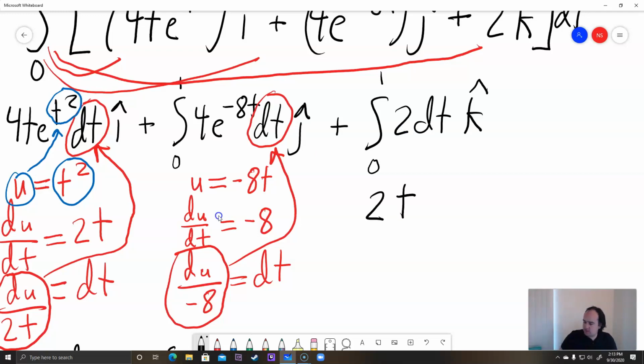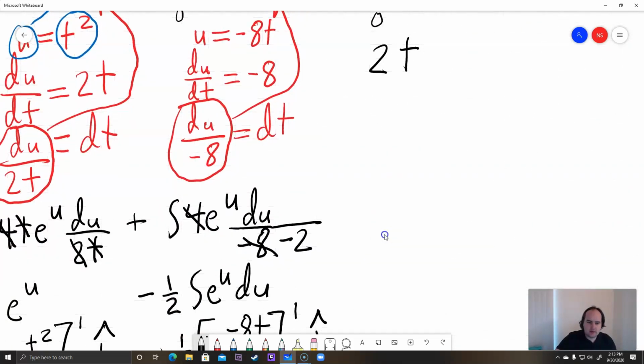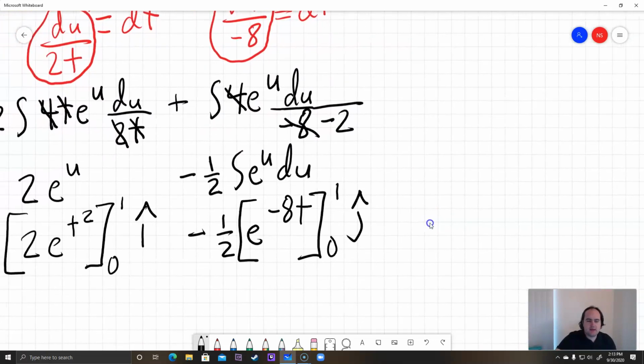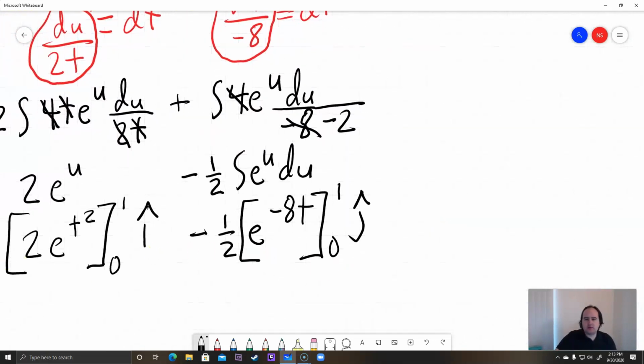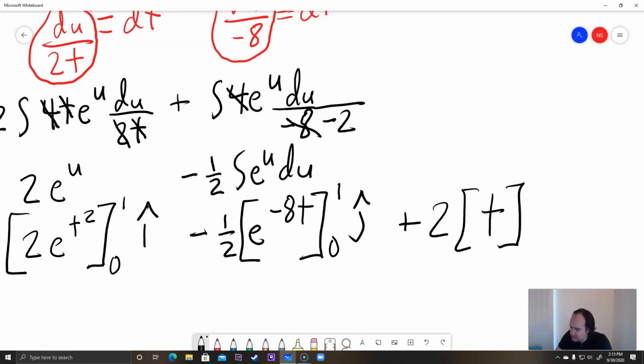Okay, so that's going to be 2t times k, and I can go ahead and bring that all the way down here. Remember, at the end you want your whole integral to be in terms of the same variable. So down here we're going to have plus 2 times t, so 2t, evaluated from 0 to 1, times k.